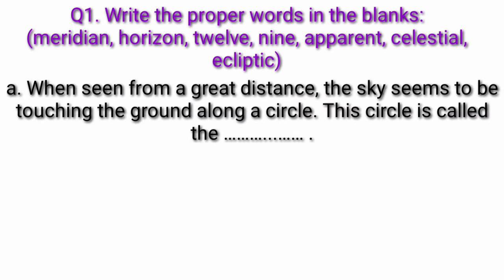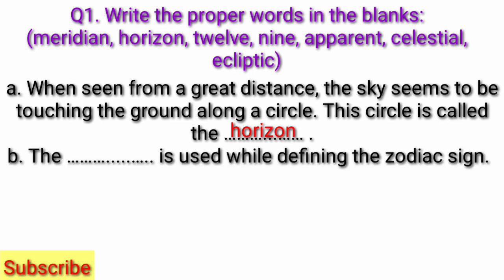Question A. When seen from a great distance, the sky seems to be touching the ground along a circle. This circle is called the fill in the blank. Answer. When seen from a great distance, the sky seems to be touching the ground along a circle. This circle is called the horizon. Question B. The fill in the blank is used while defining the zodiac sign. Answer. The meridian is used while defining the zodiac sign.